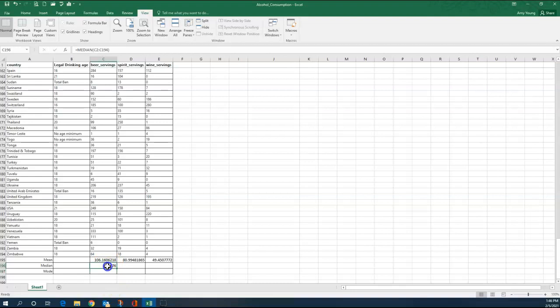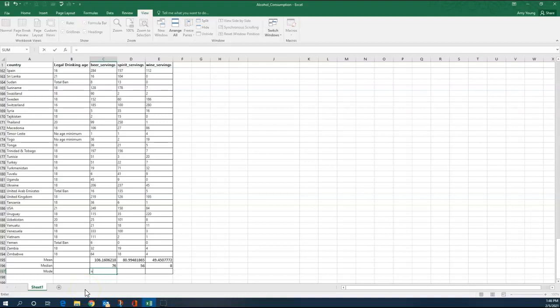And again, we're going to take this and just drag it over, and we're going to get the same data, or the median, for our spirits and the median for our wine servings. And then the last one we're going to do is our mode.